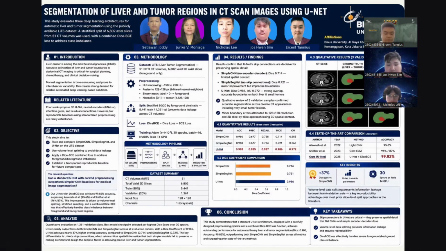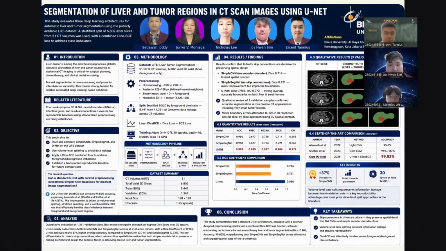For the introduction, liver cancer is one of the deadliest cancers worldwide. Accurate identification of liver and tumor boundaries in CT scans is essential for diagnosis, treatment planning, and surgical decision making. However, manual segmentation is time-consuming and can vary between clinicians. Therefore, automated segmentation using deep learning has become increasingly important.